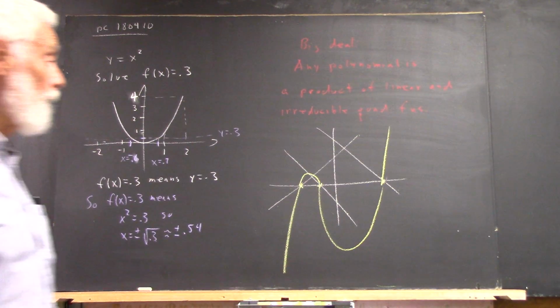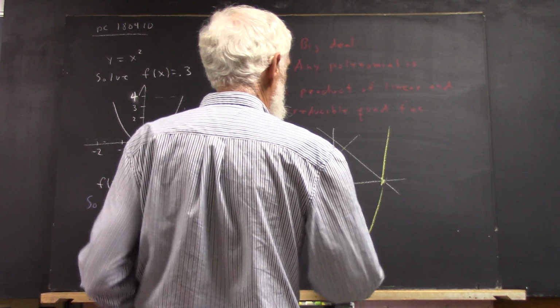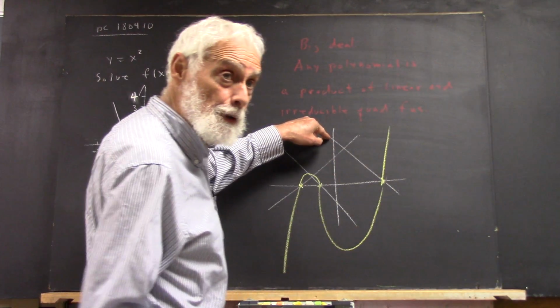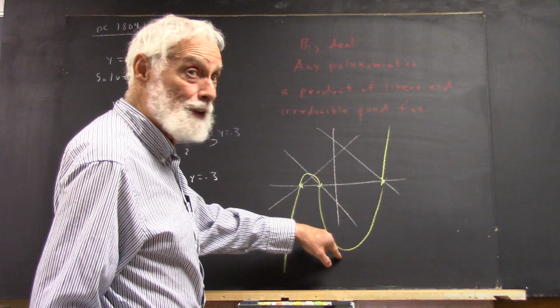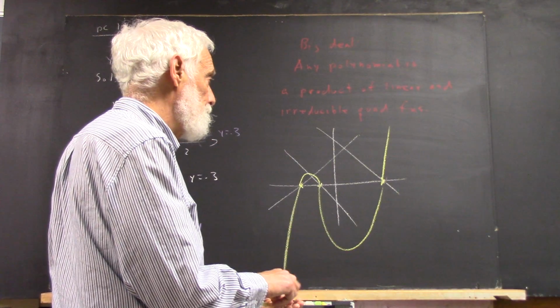Now, you can also calculate your y-intercept because you know the value here, here, and here. You multiply them together, you get this value. That's not hard.